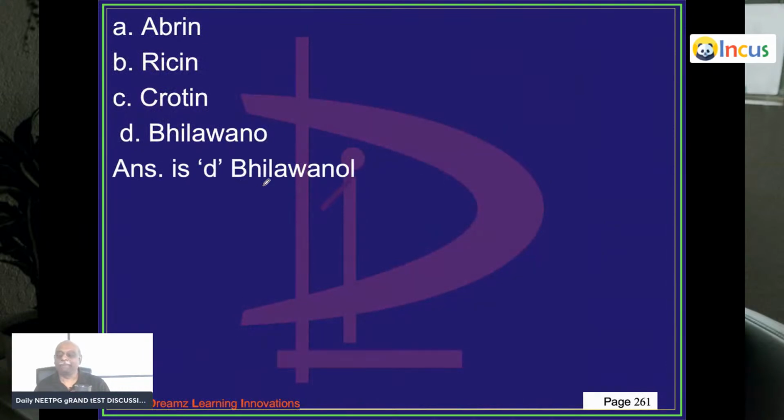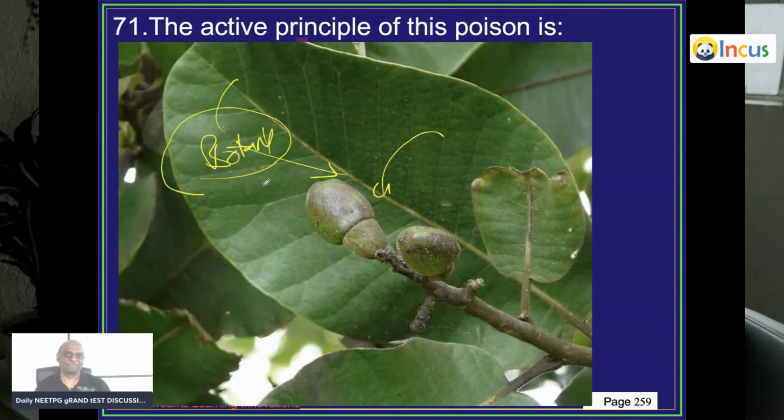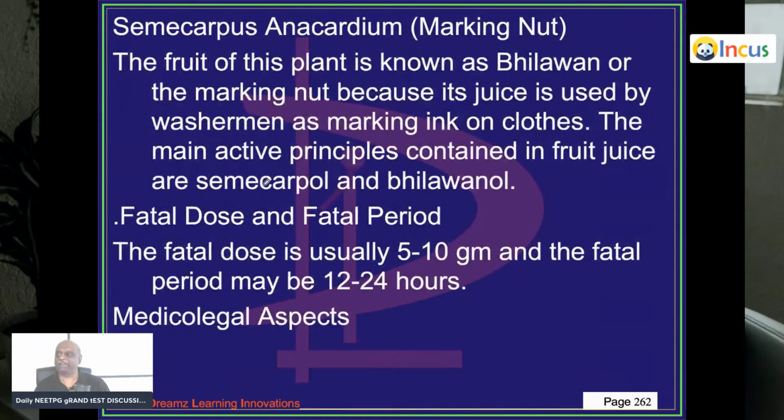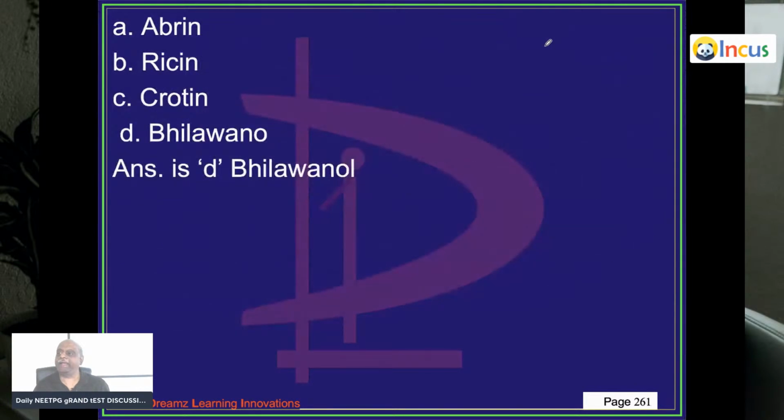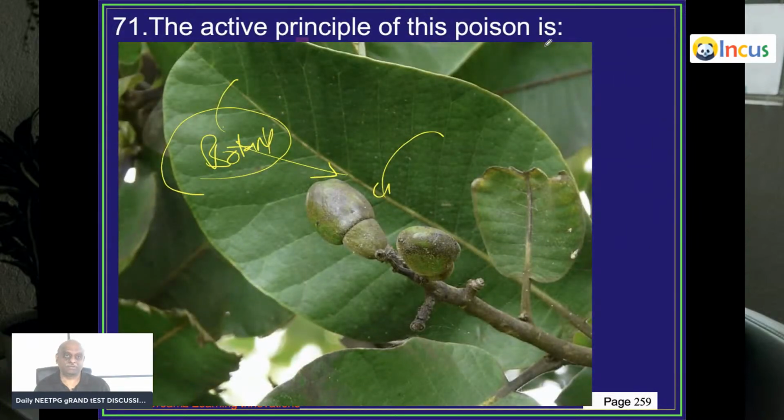It is called bhilawanol. Bhilawanol is Semecarpus anacardium, also called marking nut. Its juice is used by washerwomen as a marking ink on the cloth. Right? But it is fatal. Accidental poisoning may result from administration of the juice internally by the quacks for doing a septic abortion.